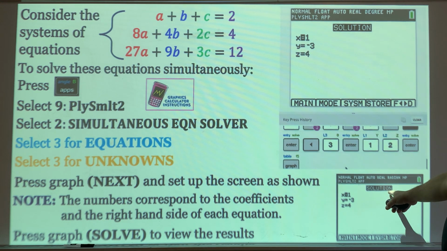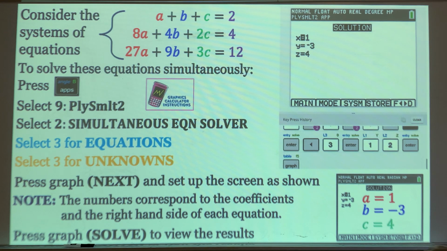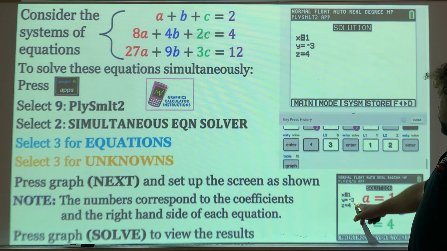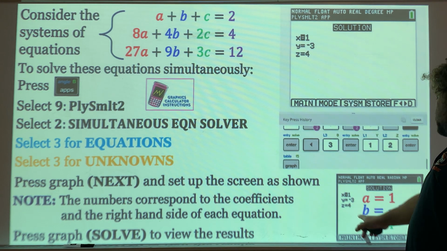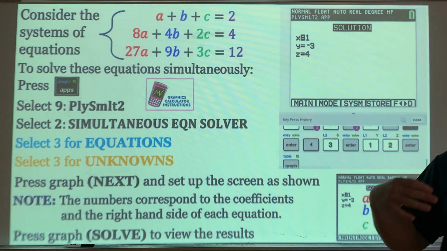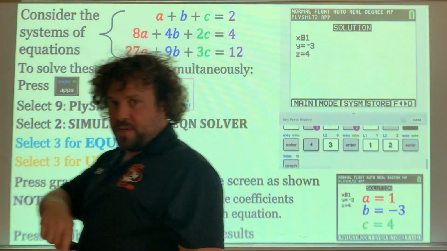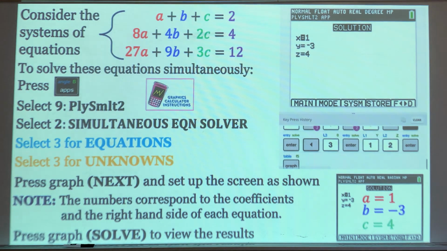All right, this is what your actual screen looks like. Now what does that mean? What that means is your a, or your x, is 1, your y is -3, and your z is 4. They just use x, y, and z instead of a, b, and c. It's just different letters, but they mean the same thing. It's just going in alphabetical order. And that's how you use this calculator.